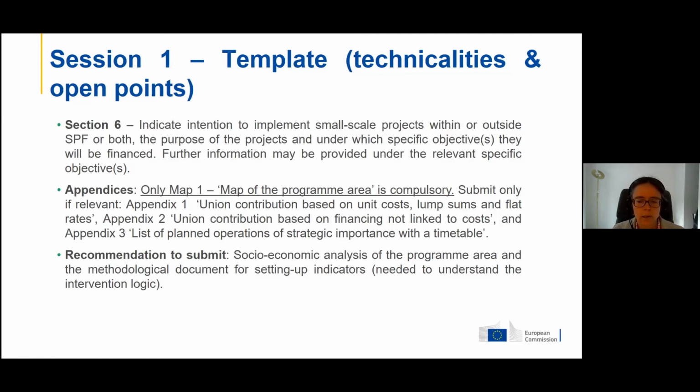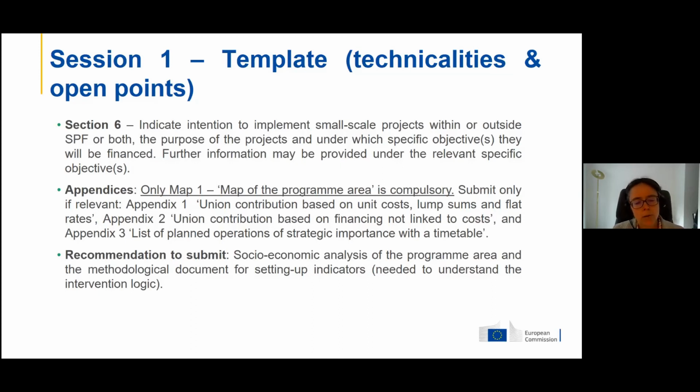And this concerns Appendix 1, which is about the union contribution based on unit costs, lump sums, and flat rates. That is, if you plan to be reimbursed by the Commission on program level based on simplified cost options. So if you plan to have simplified cost options within the program for the beneficiaries, that is not relevant, then it's not relevant to submit this appendix.